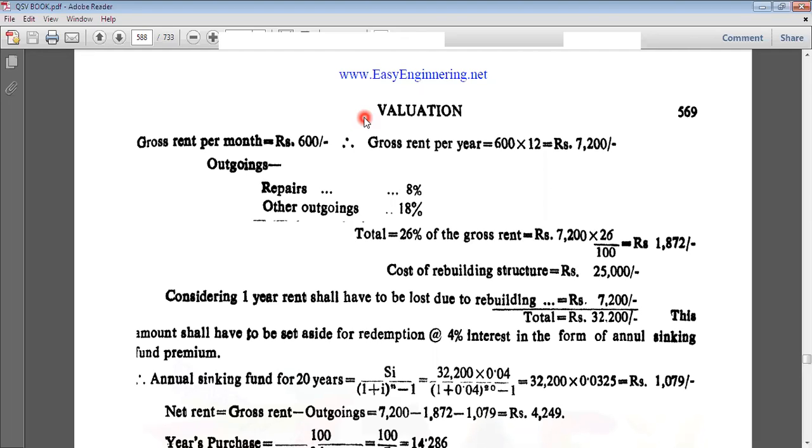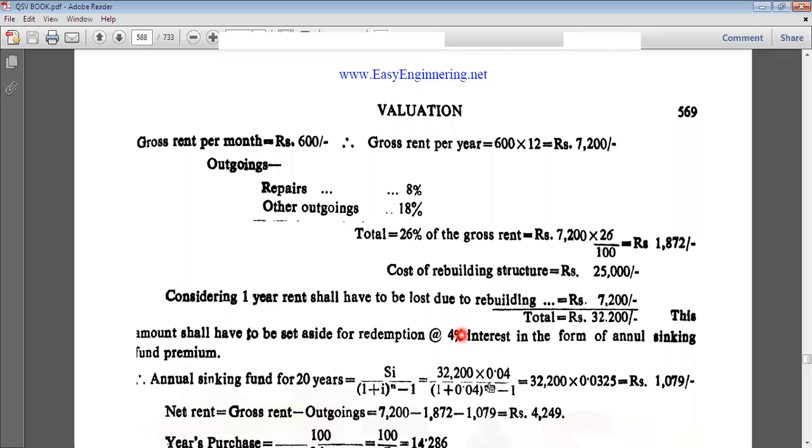Okay, so annual sinking fund for 20 years is equals to SI divided by 1 plus I bracket raised to n minus 1. Our SI is 32,200 rupees. How is it 32,200 rupees? 25,000 plus 7,200 rupees. So 25,000 is nothing but cost of rebuilding structure, and 7,200 rupees is nothing but gross rent for a year. Okay, so total is 32,200 rupees. I is nothing but 4% rate of interest which is given on the sinking fund.